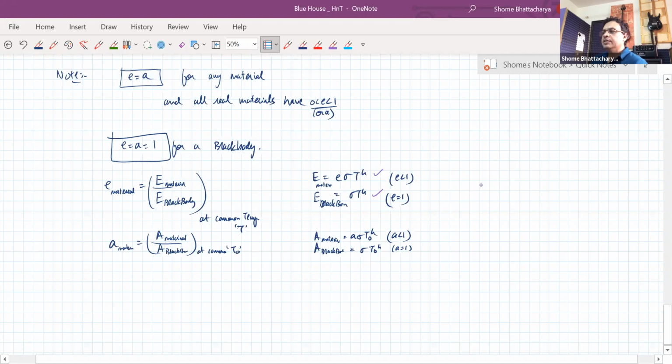So if I say emissivity of a material is 0.5, that means it will have 50% of emissive power compared to a black body at the same temperature. So per unit time, per unit area, it will be emitting only 50% of what the perfect black body is emitting.